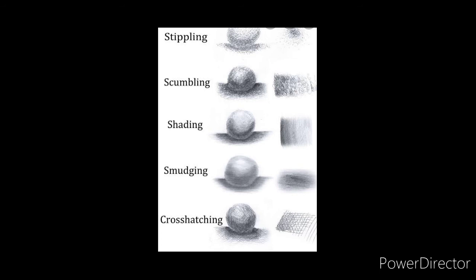Next, shading. Shading is a type of rendering which gives the effect of light and shade. Darker shades of any color are used for darker areas and lighter shades for lighter areas. This helps in giving depth to the image on a flat surface. There are various techniques of shading which also give different feel to the artwork.